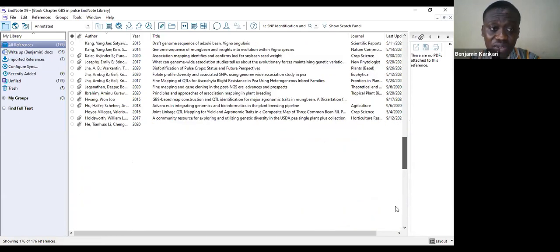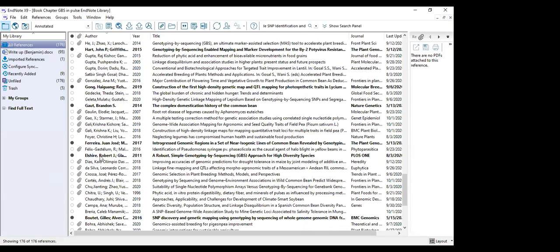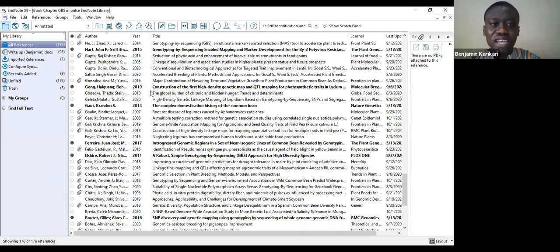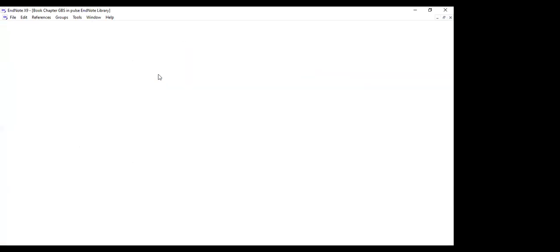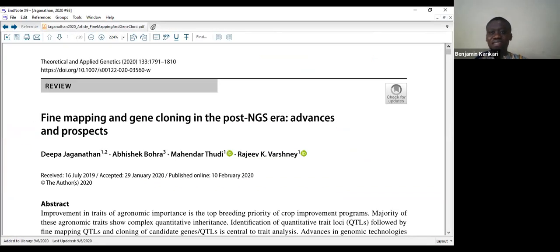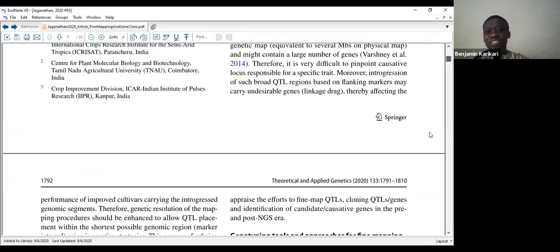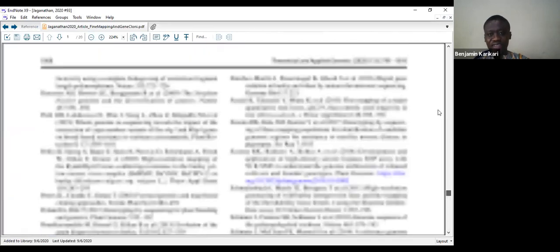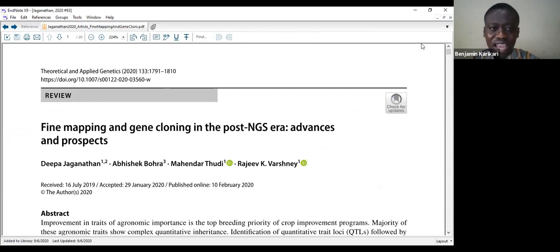you can see I have attached the PDF. Some of them I have not done yet. I add as and when I'm reviewing those papers. So you can see from here, in case it's this paper I want to read, you can see the attachment. So I can also read the attachment from the referencing software. So it makes life a bit easier.